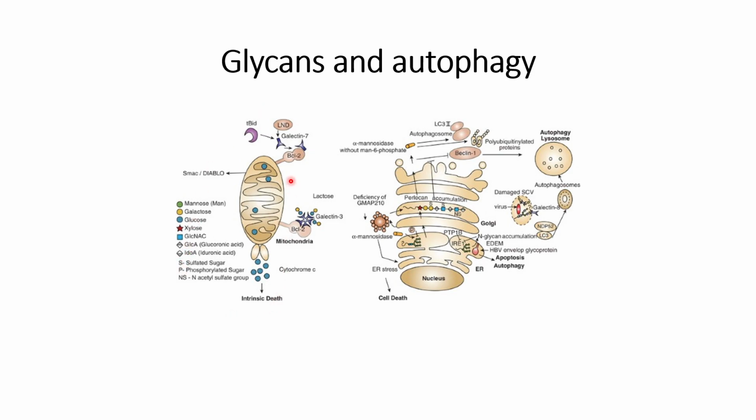This relationship has been explained through the interactions of glycans with the mitochondria. We can see that BCL2 is shown in the cytosol, and this BCL2 can interact with TBD and LND treated cells. In TBD and LND treated cells, galectin 7 can interact with BCL2 to form a complex.